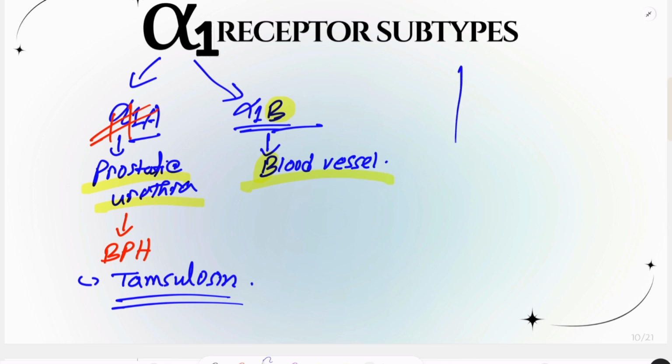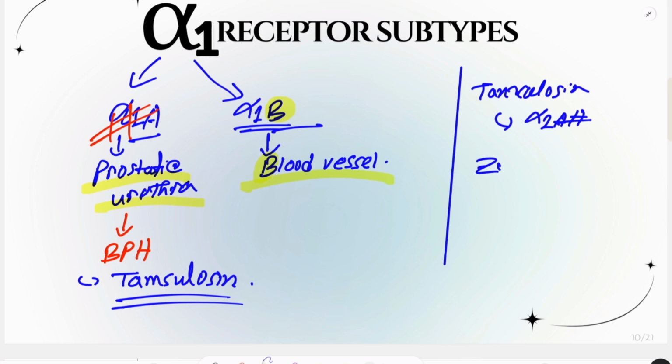So tamsulosin is an alpha 1A blocker and the osin group of drugs blocks both alpha 1A and alpha 1B. So tamsulosin can be used in benign prostatic hyperplasia and the osin group of drugs can be used in patients having hypertension with benign prostatic hyperplasia.